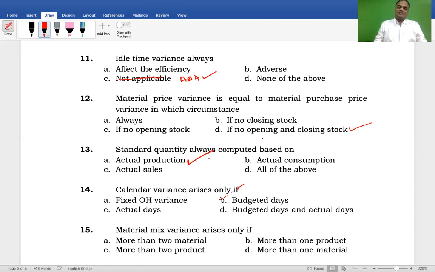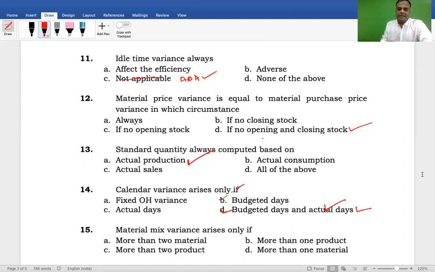Calendar variance arises only if there are budgeted days and actual days. If budgeted days and actual days are there, then only calendar variance arises. Therefore, D is the correct answer.